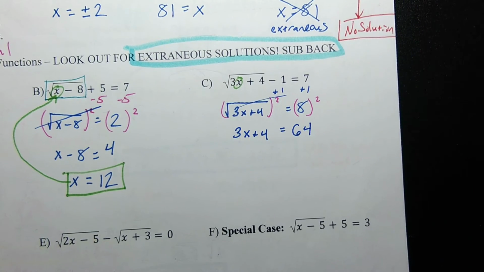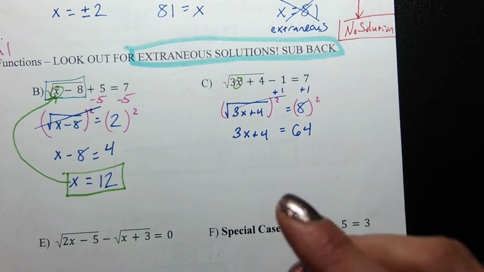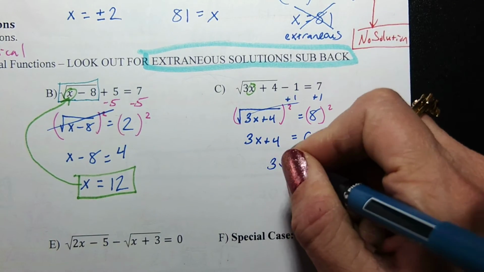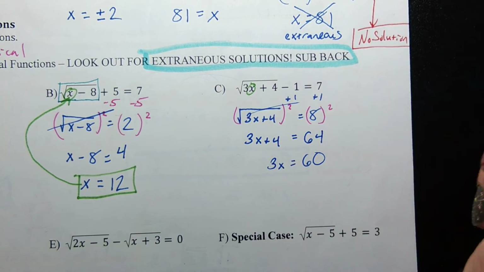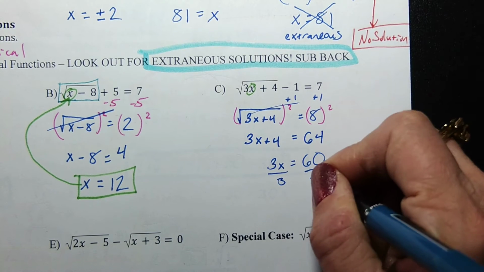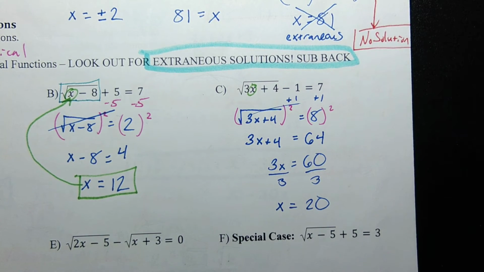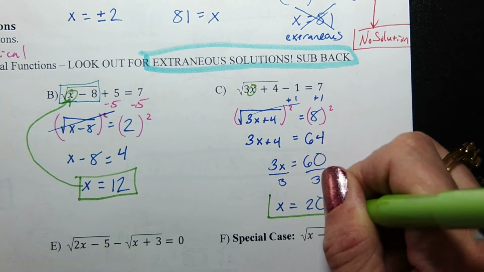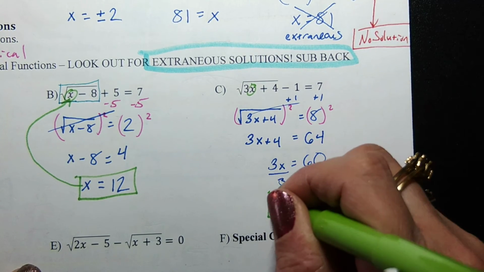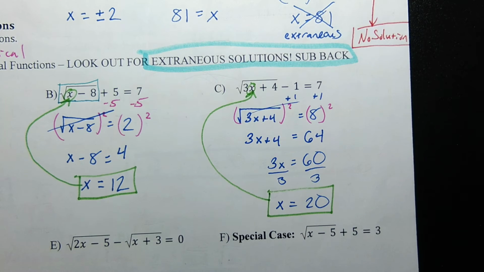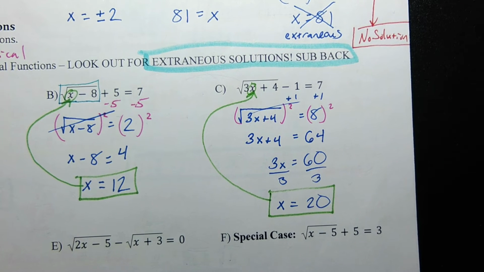So then what do we do now to solve for x? Subtract the 4. So 3x equals 60. Divide by 3. And x equals 20. So we plug 20 back in. 3 times 20 is 60. 60 plus 4 is 64. Square root of 64 is 8. And 8 minus 1 equals 7.